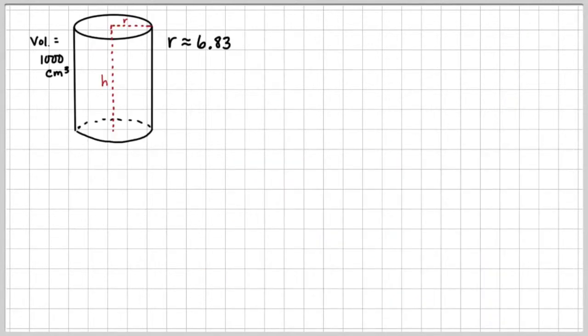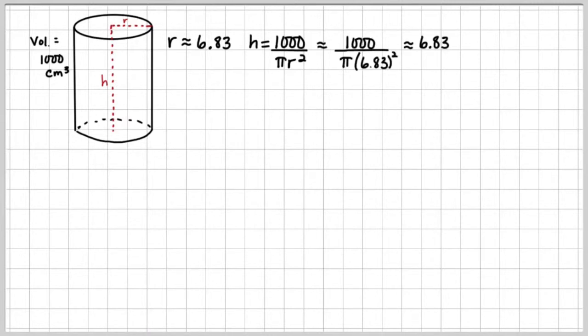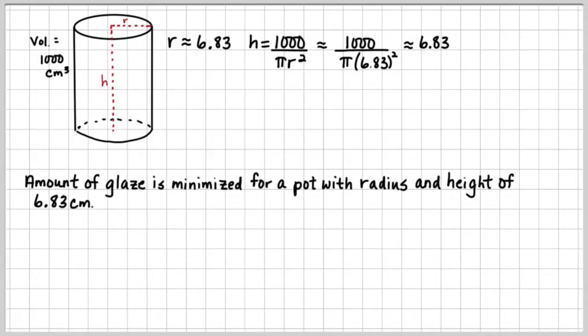So we've got r is 6.83, now we need h, and to get h we'll use our constraint, which was that h was equal to 1,000 over pi r squared. When I make my substitution for r, I end up with, surprisingly, 6.83 for h as well. So the conclusion we reach here is that the amount of glaze is minimized for a pot with both radius and height of 6.83 centimeters.